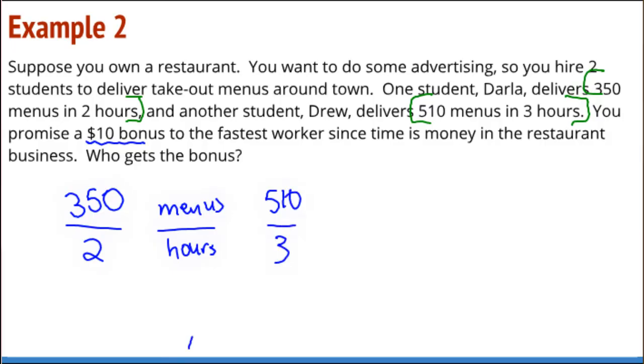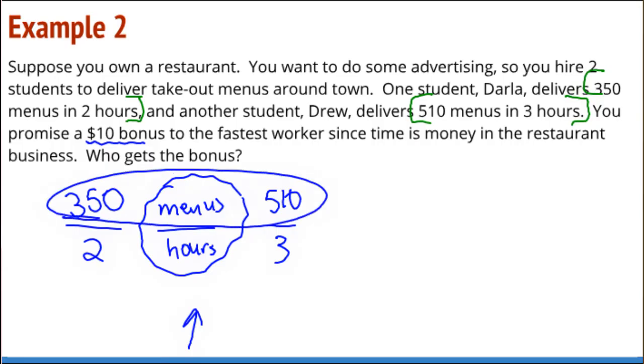This time, I'm going to just leave this as my one set of labels because they're both working with the same rate unit. I like this connection that I've got all the menus here and all the hours here, and now I need to set up to make a comparison. We've looked at a couple of different ways. I could scale down.